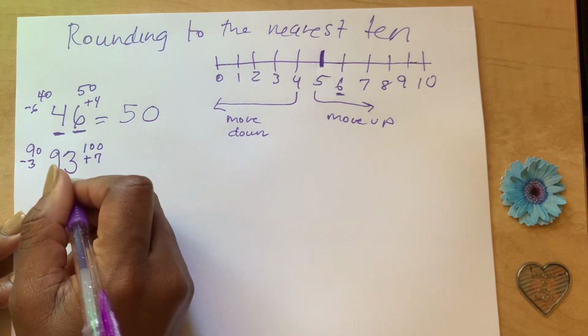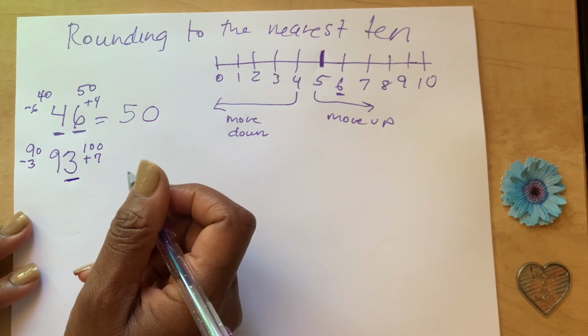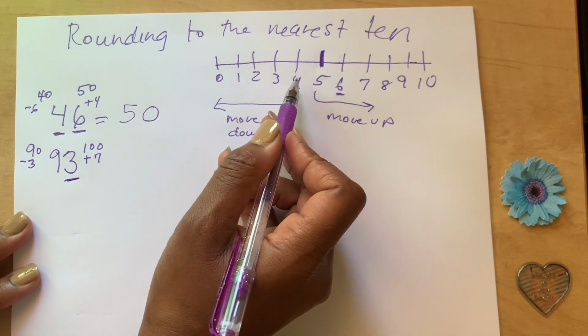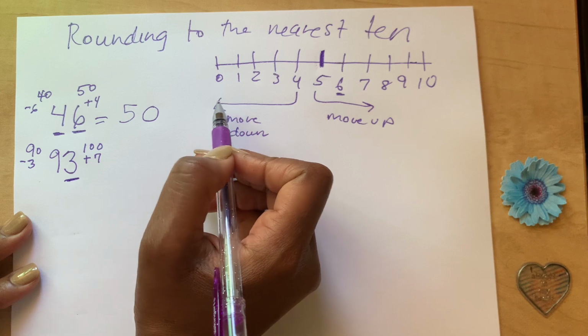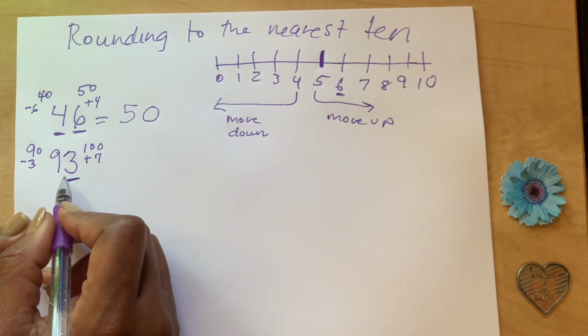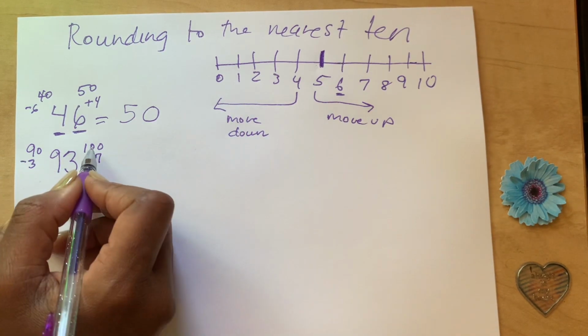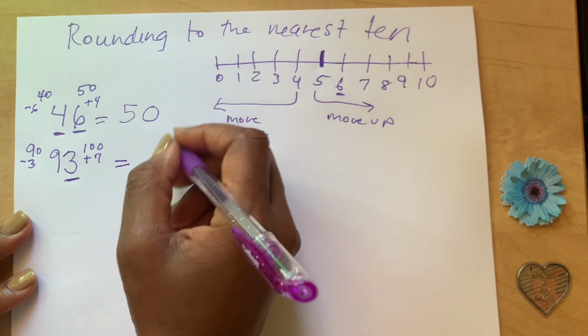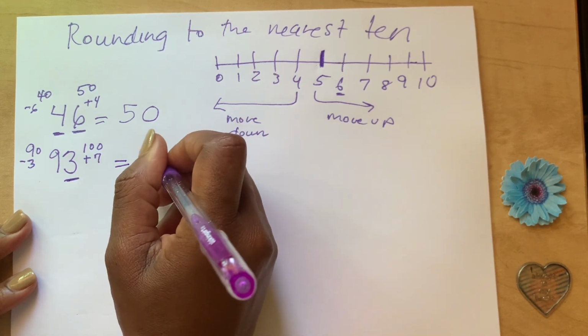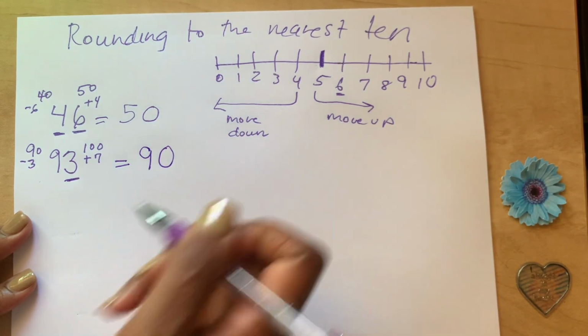Remember, ones place, if it's less than 5, we go down. So 93, between 90 and 100, is rounded to the nearest 10, 90.